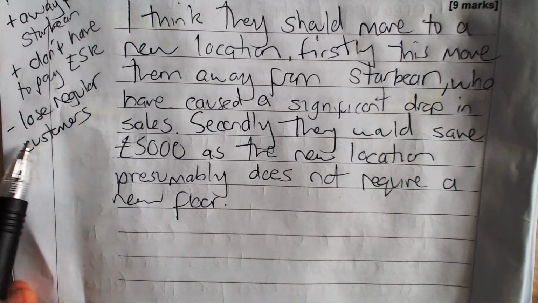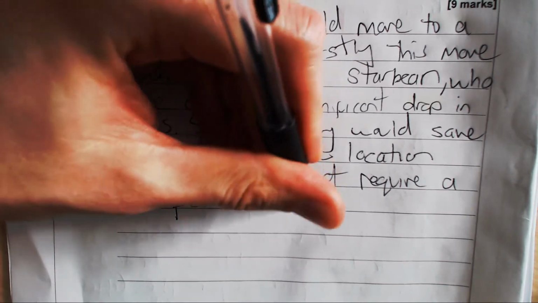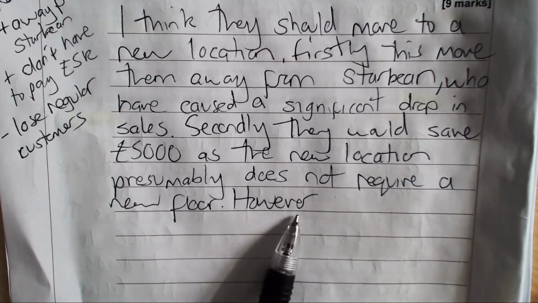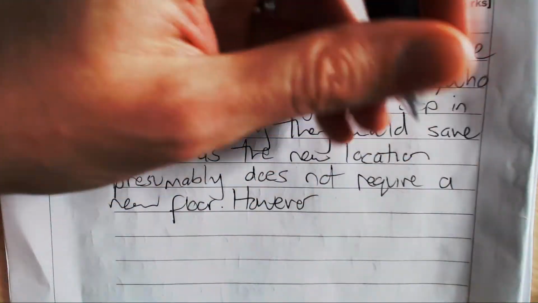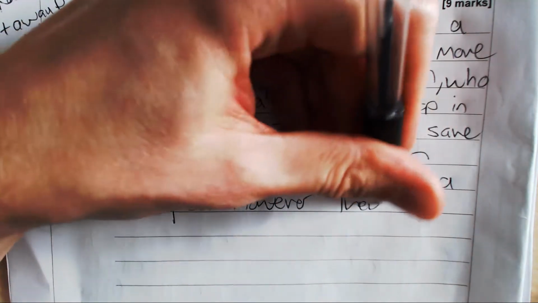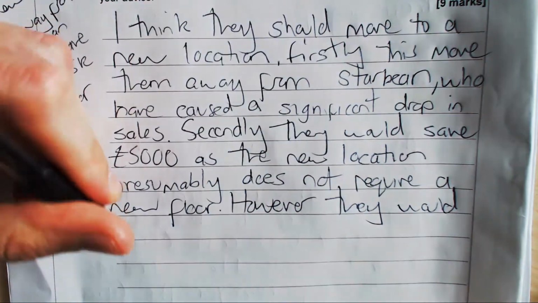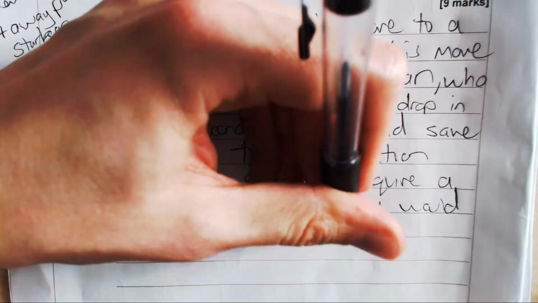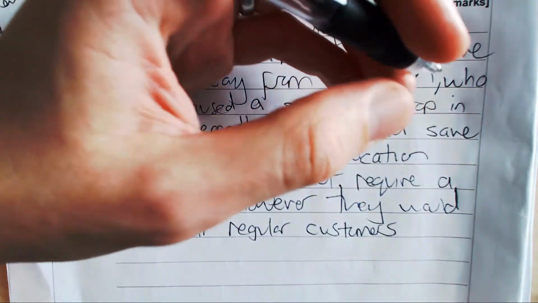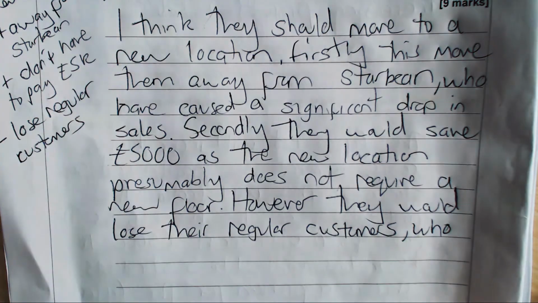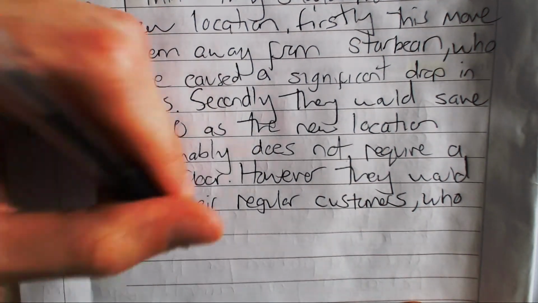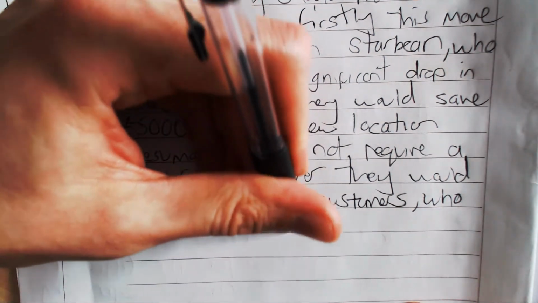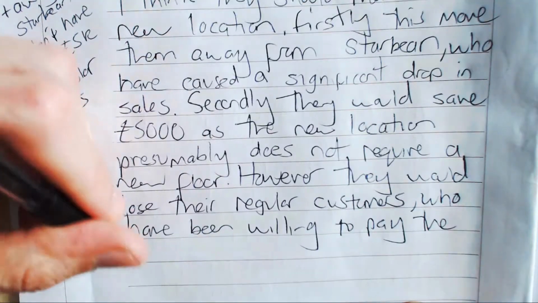So I'm going to move on now to my drawback. Lose regular customers. However, again, notice the language I'm using to signpost to the examiner that I'm now going into my drawback. However, they would lose their regular customers. And here's my development now, my connective, who have been willing to pay the higher prices charged by the coffee pot.